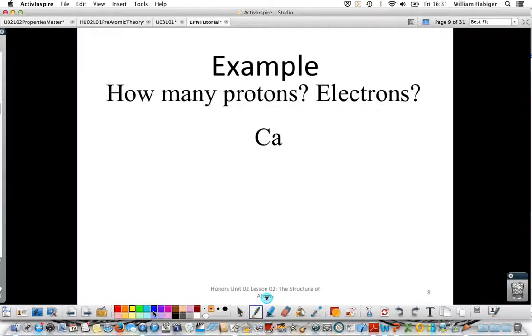Let me change to a better color. 20 protons. Okay? Now, because this is neutral, there's no charge right there. The charge would be in the upper right, plus or minus. There's no charge. Then we know that it also has 20 electrons. Okay?